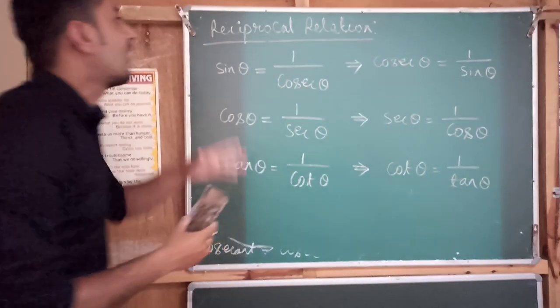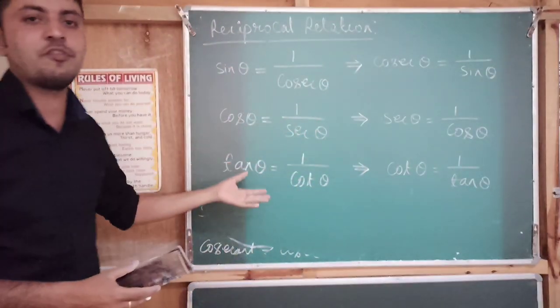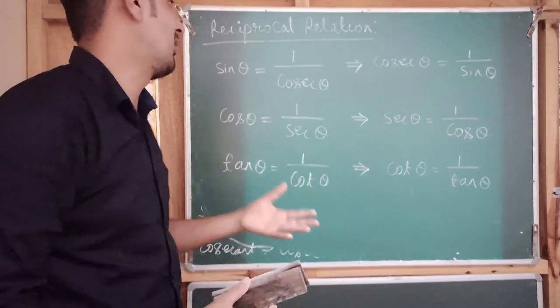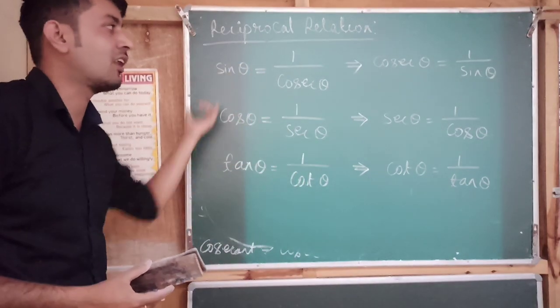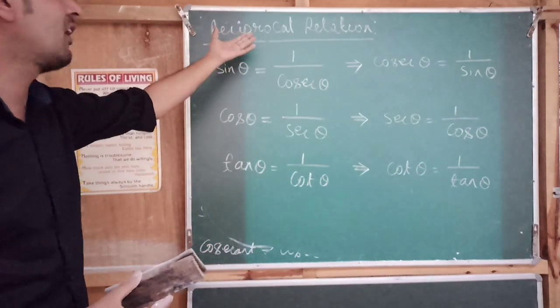Actually, this reciprocal relation has been derived from the trigonometric ratio only. So you can just remember the first three, and the next three you will be getting from the first three. I hope you are okay with this.